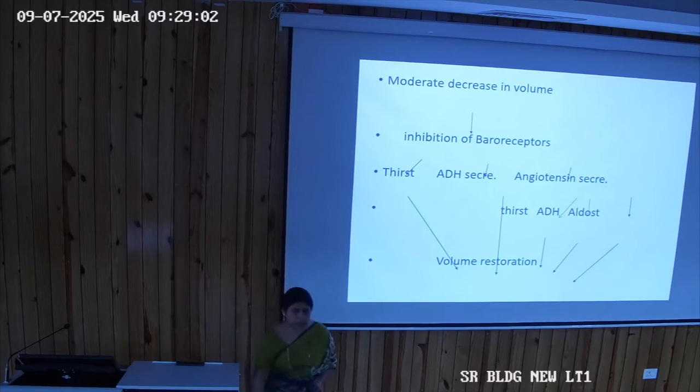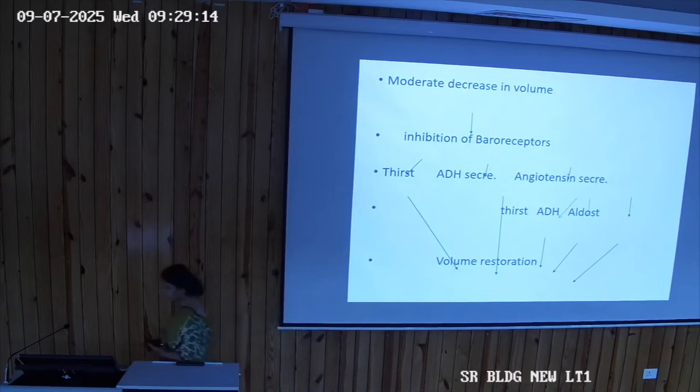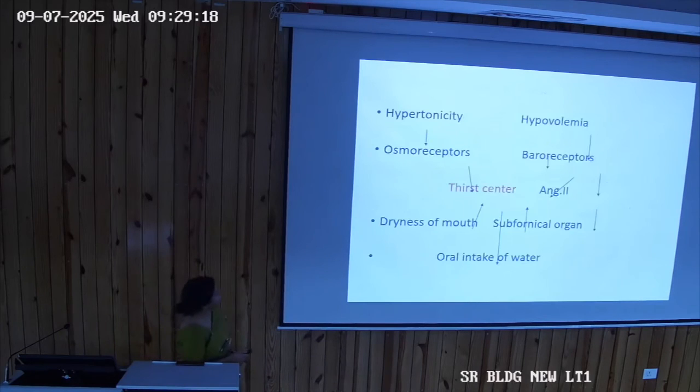If you don't have that much time to cover the answer, you can give all the answers. Okay, if you have listened in a flow chart, don't write any story. Hypertonicity, hypovolemia, osmoreceptors. If it is hypertonicity, osmoreceptors are getting activated. Hypovolemia, baroreceptors are getting activated, and dryness of mouth, subfornical organs, oral intake of water is increased.